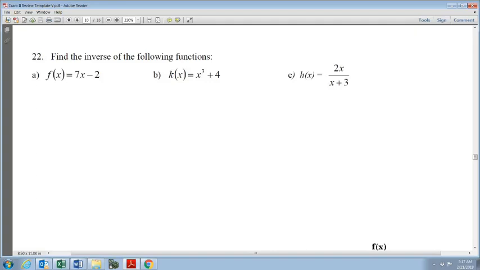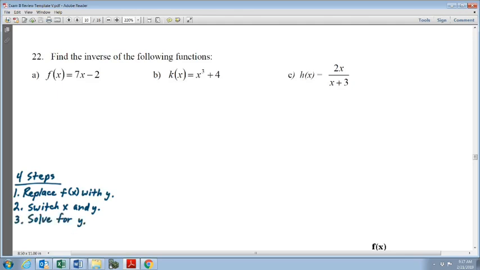So we're supposed to find the inverse functions here. So we have 4 steps. The first one is to replace f of x with y. And then we're going to switch x and y. That's one of our key steps. And then we solve for y. That's the other key step. And then the final step is just changing back to the inverse notation. Replace y with f inverse of x.